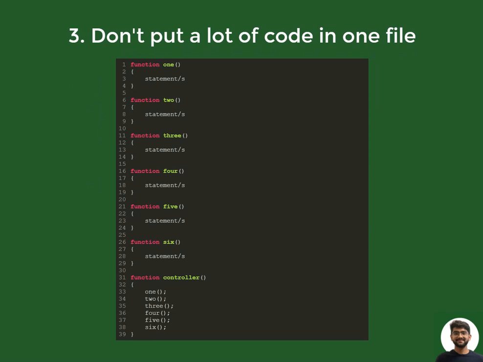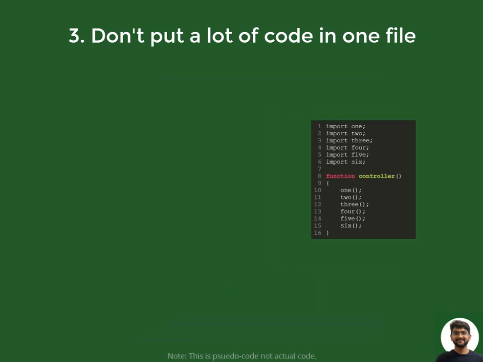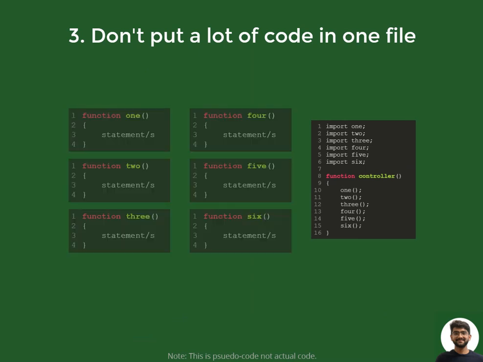Now there's a bug. Imagine going through thousands of lines of code to find that bug. It would be a nightmare, right? Let's see how we can save ourselves from that. Firstly, we make one file where we write the code for a controller. Next, we create different files for each functionality. So here we have put each function in a different file. Next, import these files in the controller and let the controller call these functions.